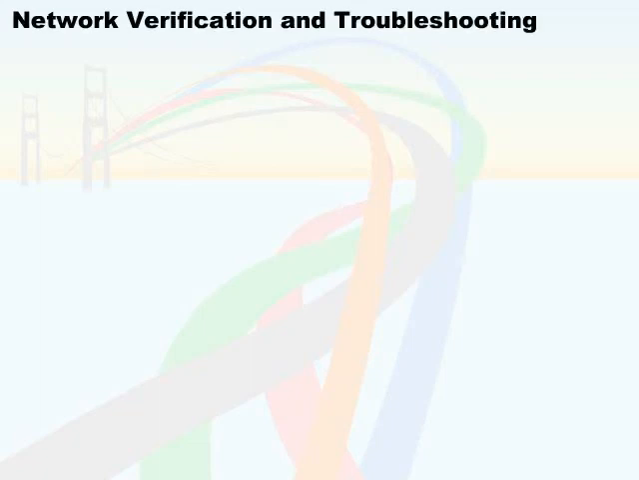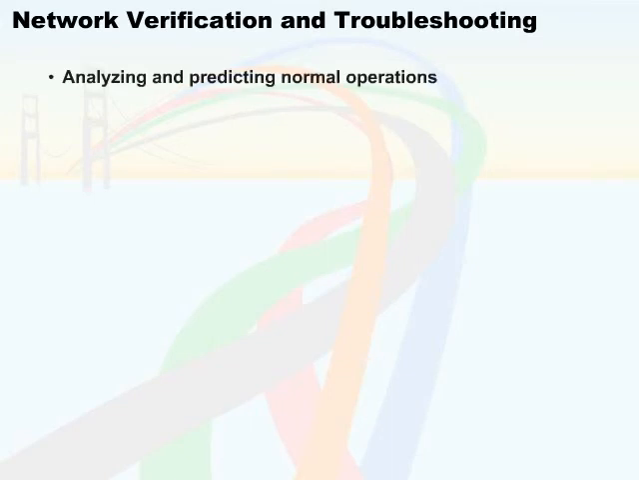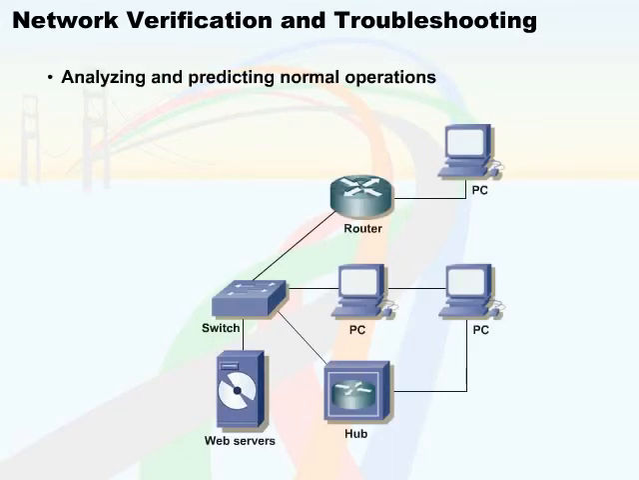There are three major steps in an organized troubleshooting process. The first step involves analyzing and predicting normal operations. You can gain an understanding of the normal operations from the documentation, configuration of the network, and the output of specific commands. For example, consider a LAN of two PCs interconnected together.